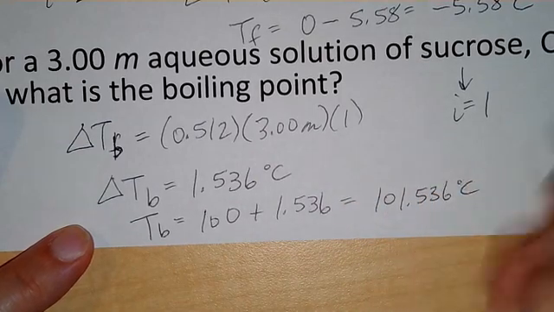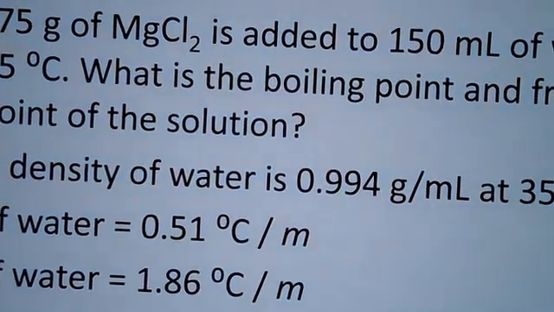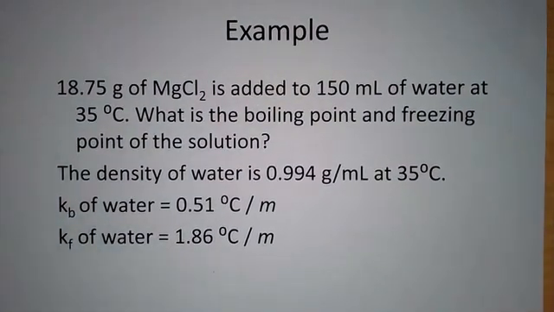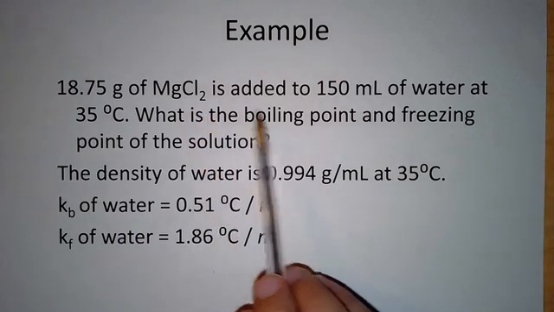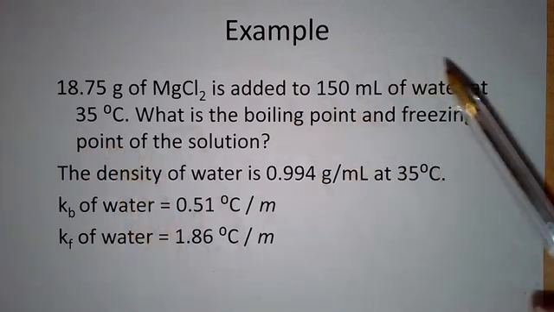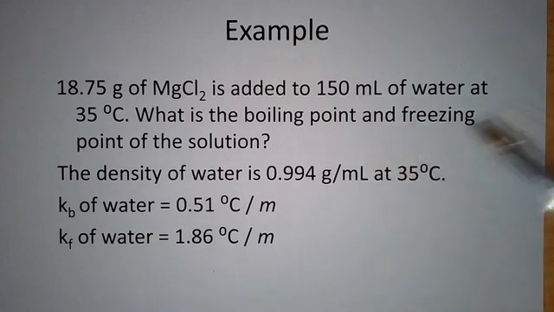Okay, we're going to do one more example with an electrolyte solution so we can see how we can incorporate this. So 18.75 grams of magnesium chloride added to 150 mL of water at 35 degrees Celsius. We want to find both the boiling point and the freezing point of the solution that we make. So we have the density of the water at our temperature so that we can be sure to get moles or kilograms. And we have our 2 values, Kb and Kf, for the solvent, which is water.